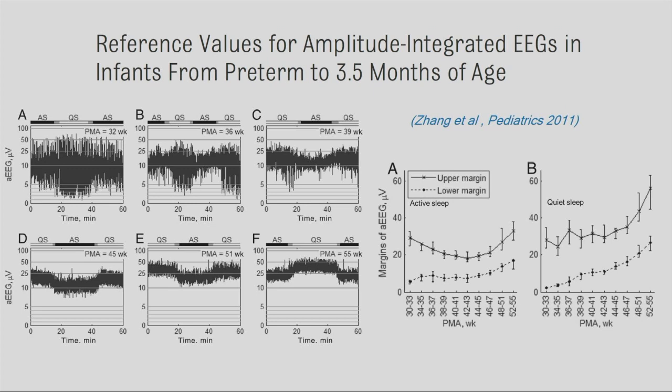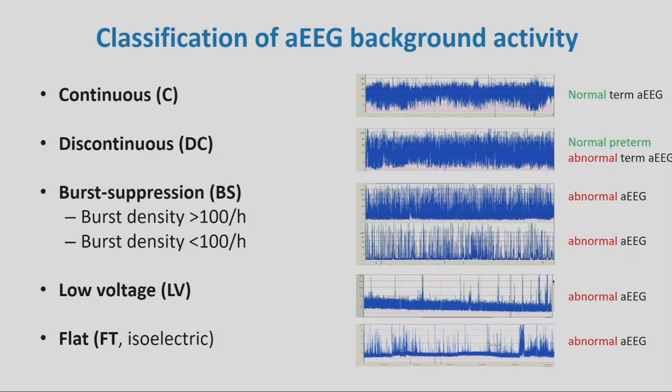And here you can see how the upper margin develops in active sleep over the different gestational ages, and in quiet sleep, and this is how the lower margin develops. This is not so important for the PREVENT study because we only look at term babies anyway.